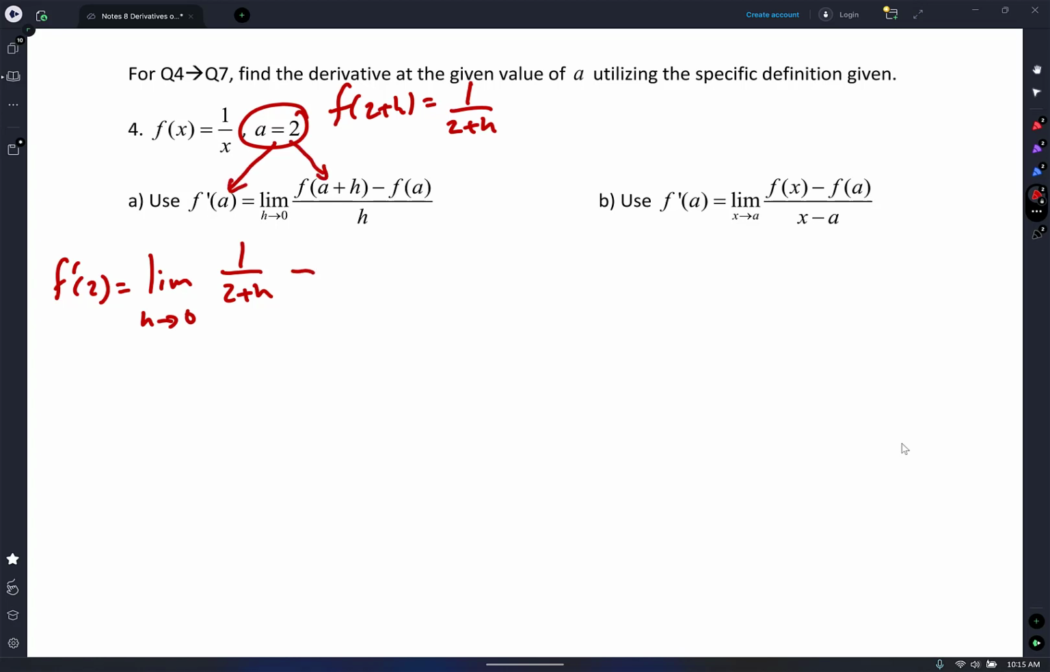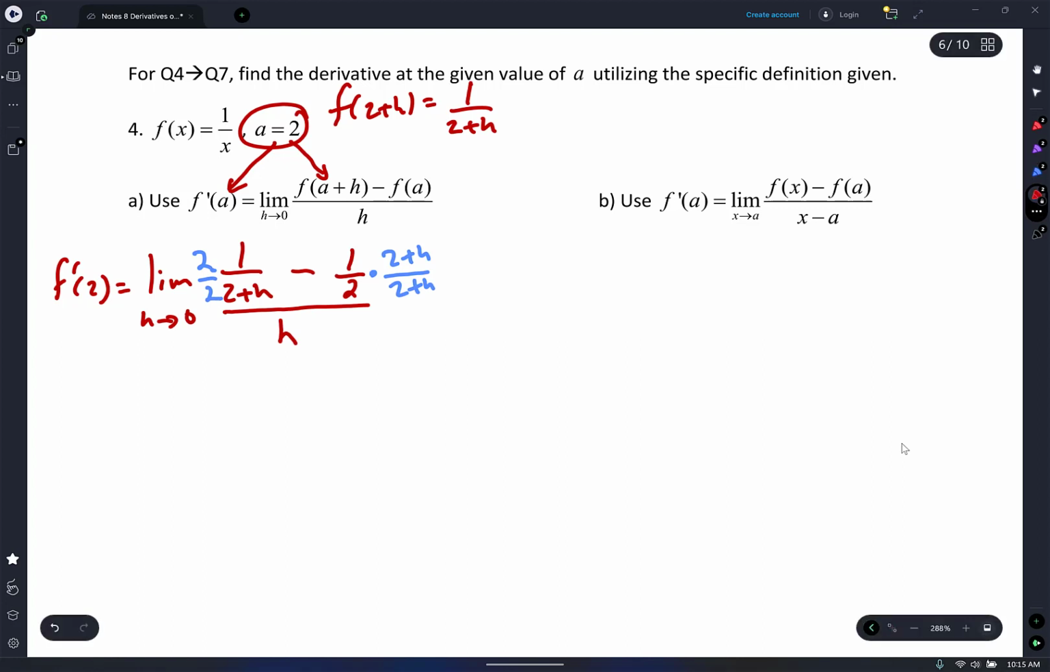Minus, it says f of a, so that means f of 2. So if I plug in a 2 for x, that's minus 1 over 2. And all this is over h. You are done with calculus. The rest is algebra. So I take my little marker here, or digitizer. I'm going to multiply this one by 2 plus h over 2 plus h. I'm going to multiply this one by 2 over 2. So when I do that, let's see what I get.